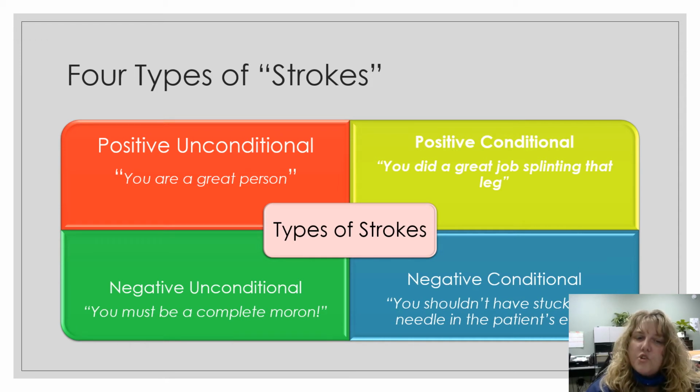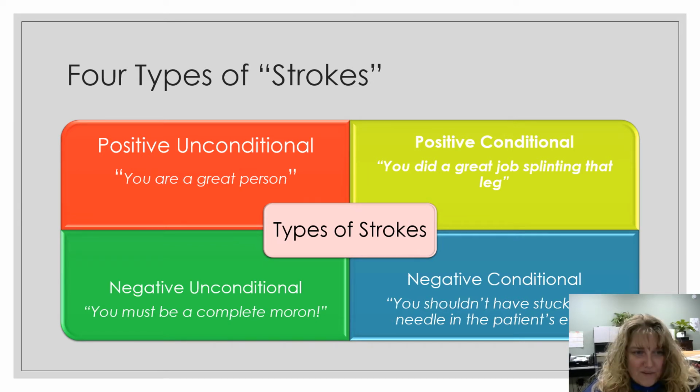Positive conditional, you did a great job splinting that leg. So now we have a positive response. You know, you did a great job, but there is a condition behind it because we're requiring them to splint the leg appropriately. Now you can give a negative unconditional, and that just means that there's no conditions. They just automatically think you must be a complete and total moron. Of course, we want to avoid that at all costs, so do not do that.